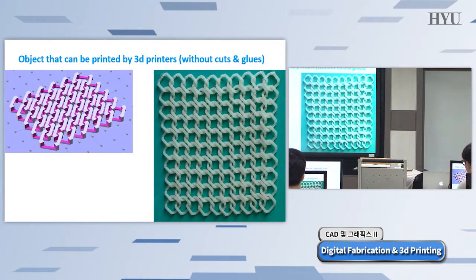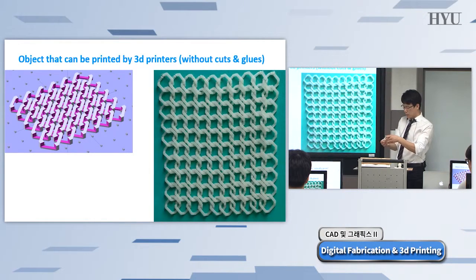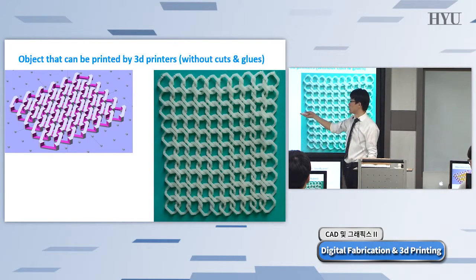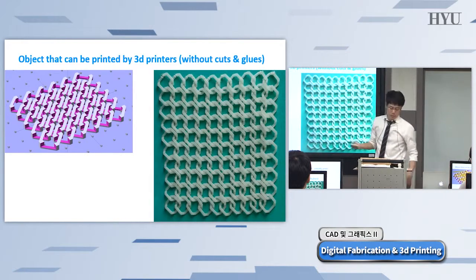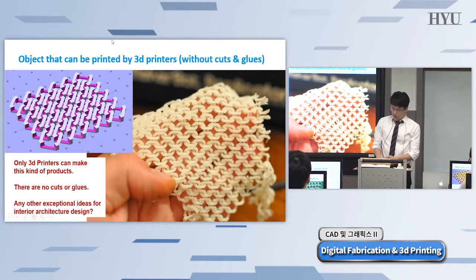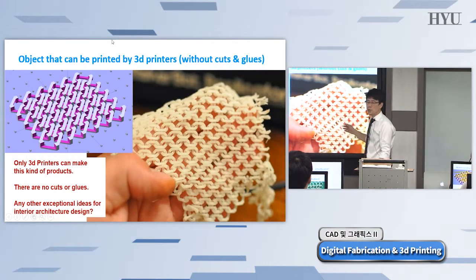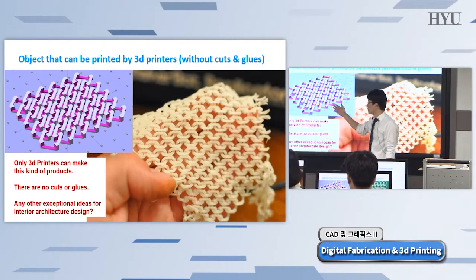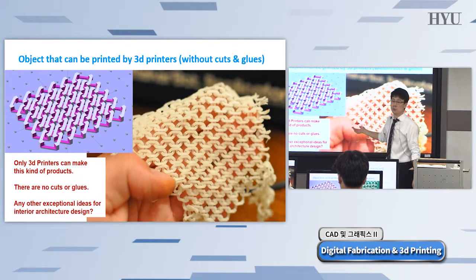And okay, it's not easy to make this kind of shape, but anyway, this is the example of the 3D chain, a kind of enlarged, bigger scale version, okay? So by using this kind of 3D printer, we can make this new type of product. There are no cuts or glues, okay?